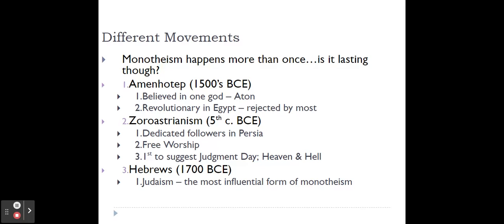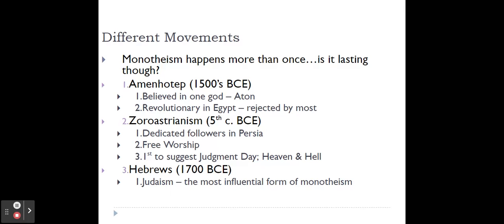However, when Amenhotep dies, most of the people return to the polytheistic ways, the belief in many gods and goddesses. So in the end, this belief in one God is rejected by most. Amenhotep only had a small group of believers, and when he's gone, everybody else drifts back to their polytheistic tendencies. The second one, Zoroastrianism, is in Persia around the 5th century BCE.